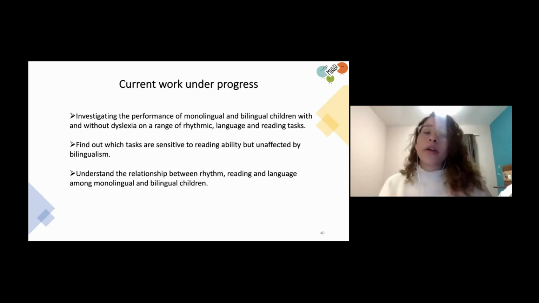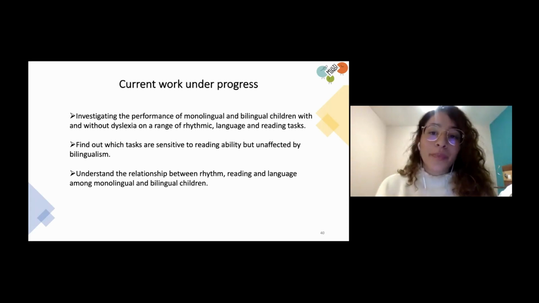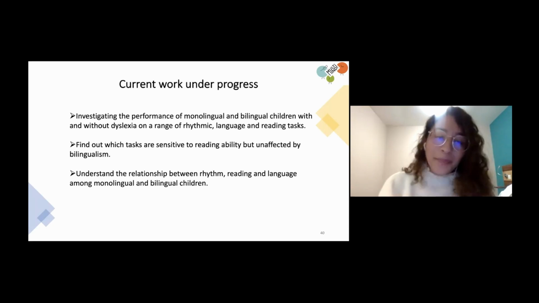And so one of the studies that we're currently working on is to investigate the rhythmic clinical markers of individuals with dyslexia. We're interested to see whether we could use rhythm to identify monolingual as well as bilingual children with dyslexia, and find out which tasks could help clinicians identify reading deficits in individuals with dyslexia.